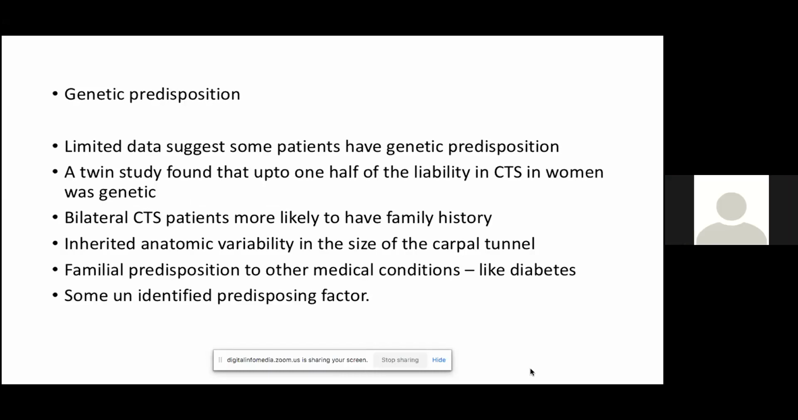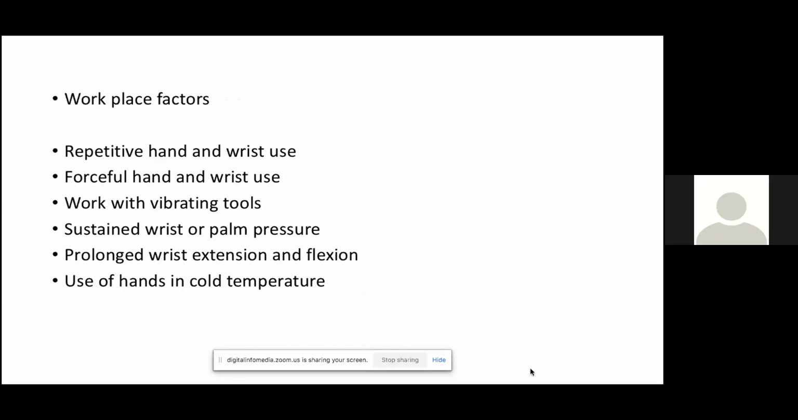Bilateral carpal tunnel syndrome patients are more likely to have a family history. Inherited anatomic variability in the size of the carpal tunnel, which I was telling before, means some people can have a small carpal tunnel. Familial predisposition to other medical conditions like diabetes. Some unidentified predisposing factors. These are the reasons for genetic predisposition of carpal tunnel syndrome.